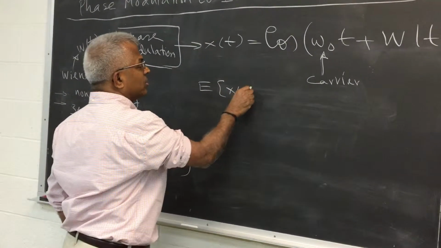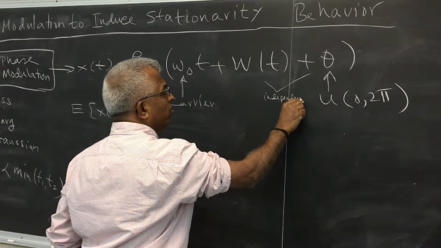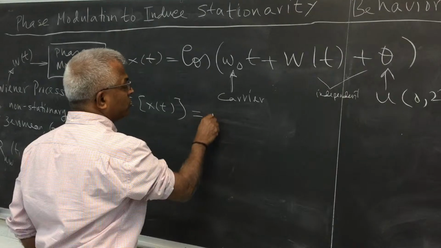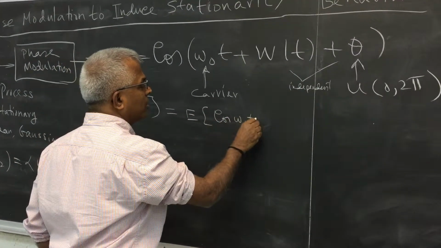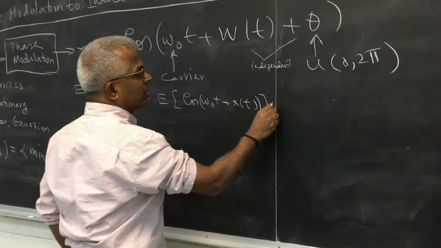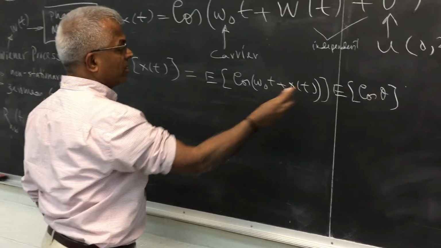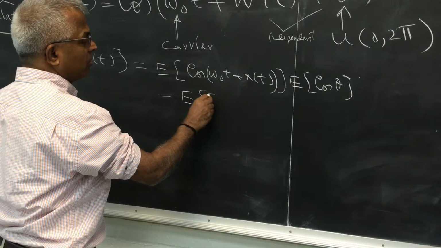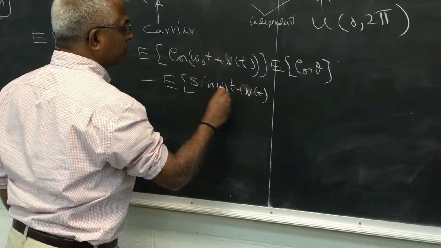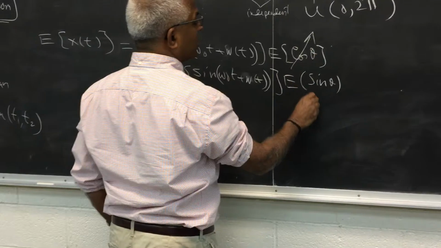Quickly you can see that its mean is 0, and I'm going to assume that these two are independent. In other words, the Wiener process is independent of the random phase, and the phase is of course uniform. So the expected value of x of t is the expected value of cos(omega naught t plus w of t). Let me expand this: it's going to be this multiplied by cos theta, but because theta and w of t are independent, it is the expected value of cos(omega naught t plus w of t) times the expected value of cos theta, minus the expected value of sin(omega naught t plus w of t) times the expected value of sin theta. But the expected value of cos theta and sin theta are both 0.